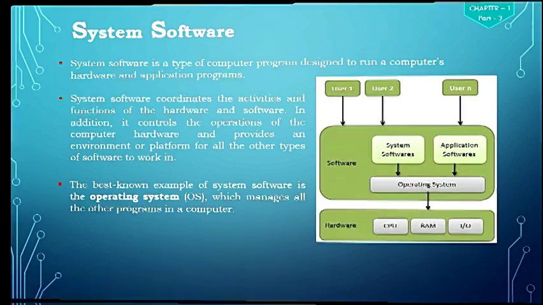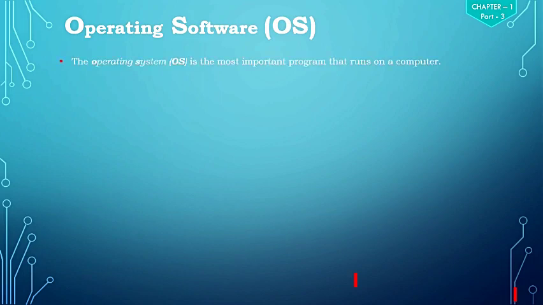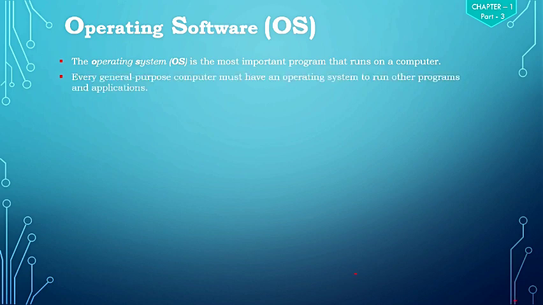Now, what is the operating system? As the name implies, operating system is a system software that operates the computer. An operating system is the most basic software without which the other software cannot work. So we can say it is the most important program that runs on a computer. So every general purpose computer must have an operating system to run other programs and applications.